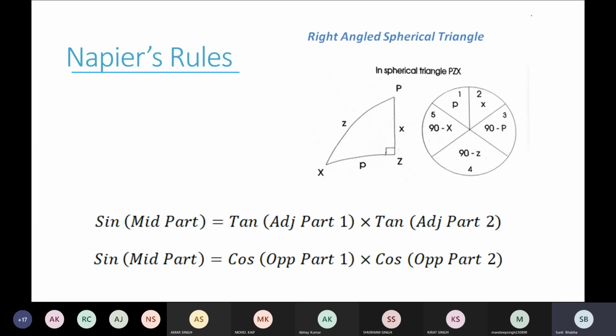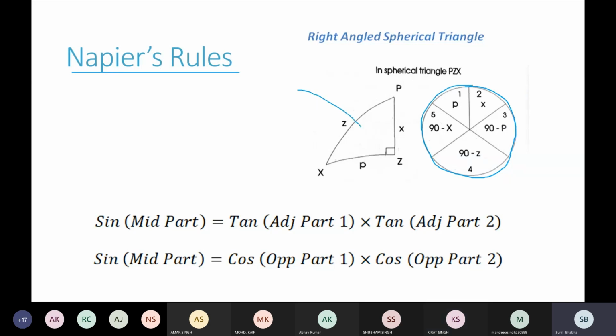So if we apply the Napier's rule, it makes solving the spherical triangle very, very easy. Other than the 90-degree part, you need to know any two parts of the triangle and the entire triangle can be solved. Now, how do we apply this? So for applying this, we have to make a diagram. So what you do is you draw a circle, like I have drawn this blue color circle here.